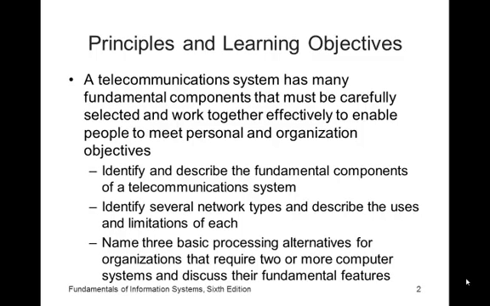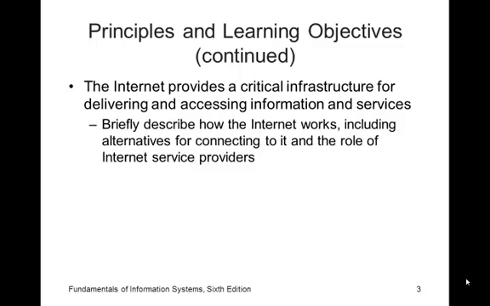Basically, we're going to be talking about networks and the internet and how they are used in information systems. So we'll talk about the components of a telecommunications system, and the different types of networks that organizations can choose from, and take a look at the differences in those. We'll also talk about, which might be an obvious component, how the internet provides the infrastructure for delivering and accessing information and services. We'll learn a little bit about how the internet works.